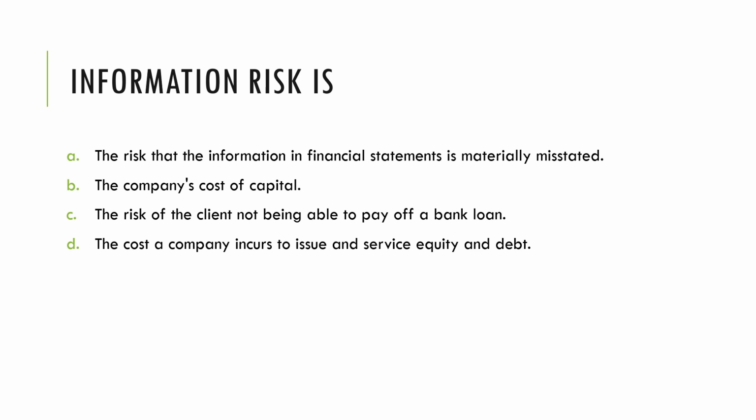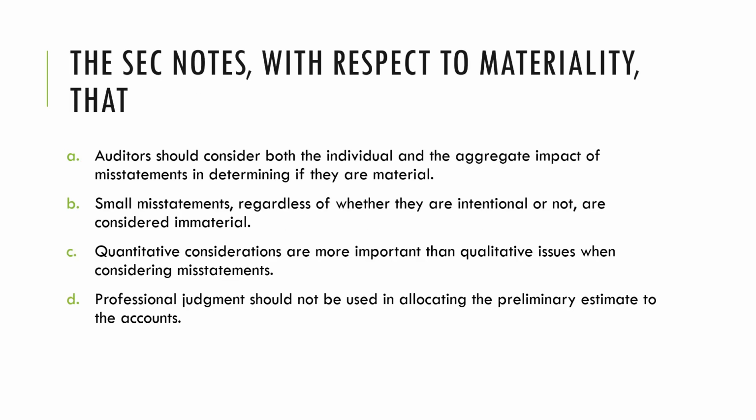Now, information risk is the risk that the information that we receive may contain misstatements. And so, therefore, the answer to this is alpha. That is why we need an external FS audit, in order to manage information risk. Next, let's talk about materiality.